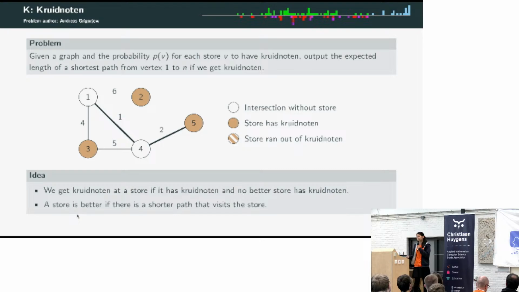Right, so here we have an example. If store 5 has Kreuzknoten, then the shortest path is actually just the shortest path, which has length 3. But if store 5 does not have Kreuzknoten, we have to go over store 3, which has length like 11, if I'm able to sum correctly. So to generalize the idea, a store is better if there's a shorter path that visits the store. And we only get Kreuzknoten at a store if it does have them, of course, and if there's no better, no closer store.